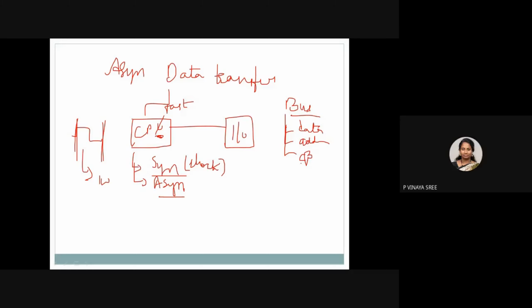Control signals need to be generated so that the external IO device will know that some data has been placed in the data bus, and that it needs to accept and receive it. So the asynchronous approach is implemented with the help of control signals. In asynchronous data transfer we have two techniques: one is strobe and the other one is handshake.